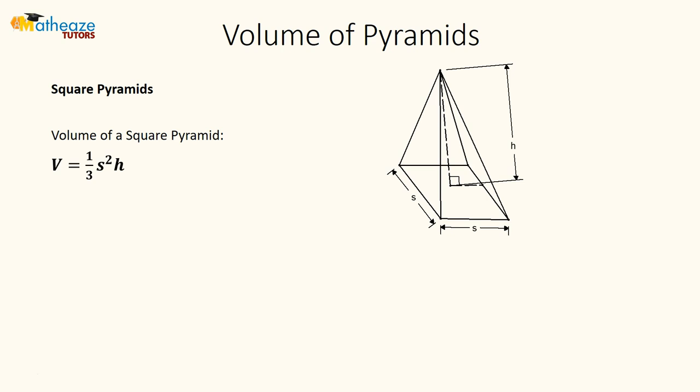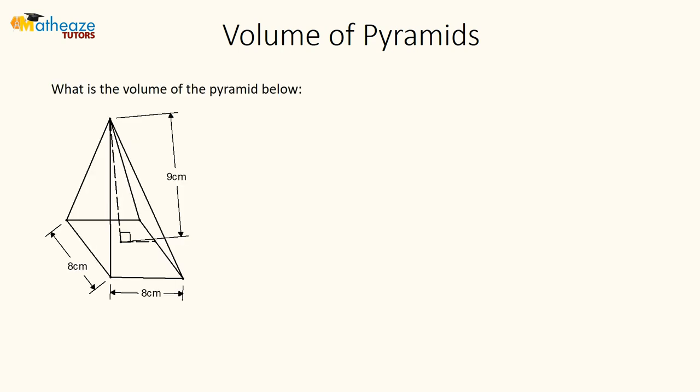If this was a square prism, it would be area of the base times height. But because it's a pyramid, one important thing to identify here is that a pyramid is 1/3 the volume of a prism. Now let's look at some examples here.